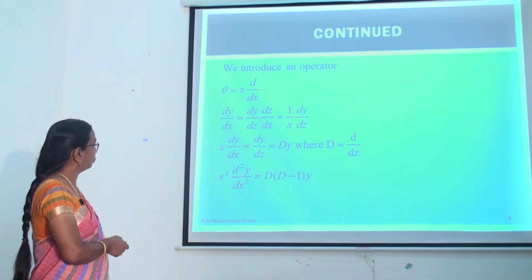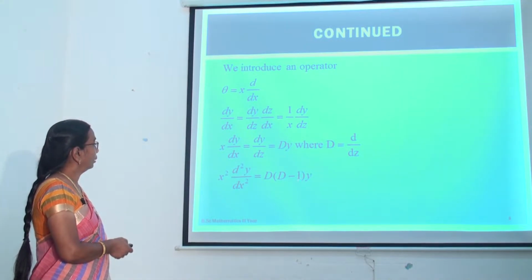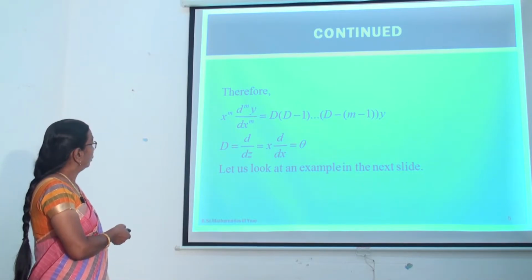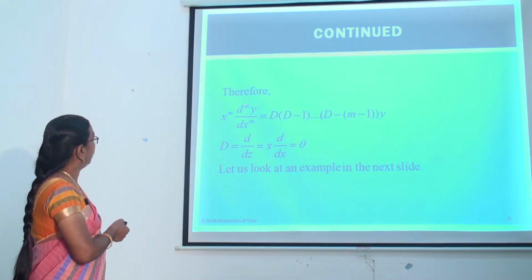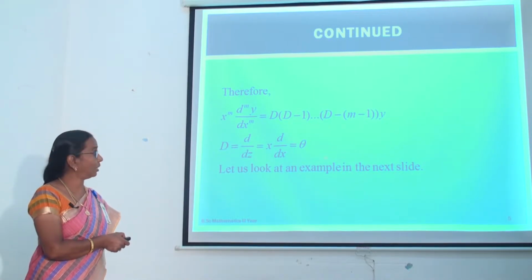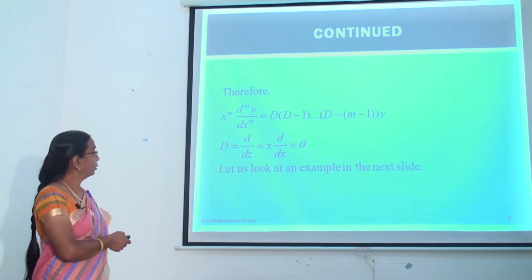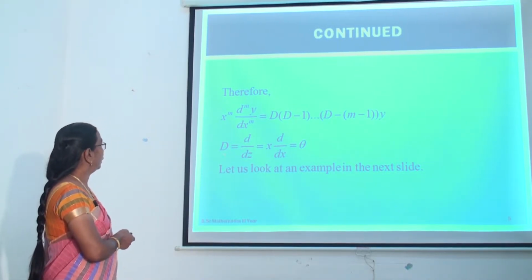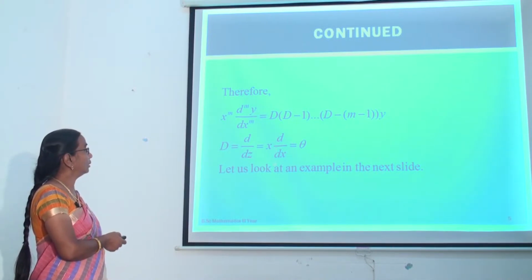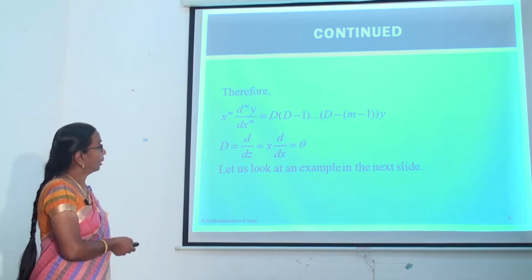Similarly, we can write x^2 d^2y/dx^2 = D(D-1)y. Like that, we can define the last term as x^m d^m y/dx^m = D(D-1)...(D-m+1)y. Here I have related D and theta as capital D = d/dz = x d/dx = theta. Now I am going to solve one problem. So let us go to the next slide.